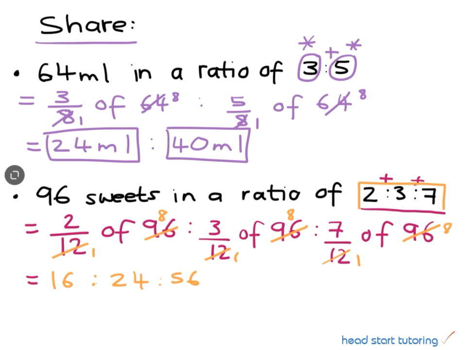We are basically just forming a very similar ratio, and if we were to simplify this ratio right down to its lowest terms, we would end up with a ratio of 2 to 3 to 7. But because we are not just working with 12 sweets, we are working with 96 sweets, we multiply each of these numbers by 8, because 12 fits into 96 8 times. So we end up with 16 sweets to 24 sweets to 56 sweets.